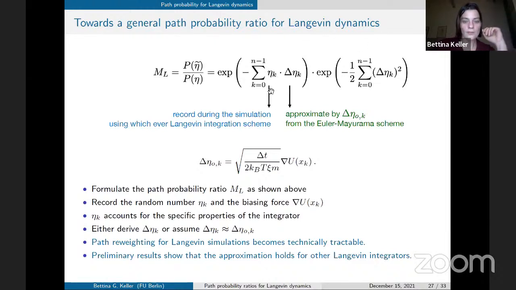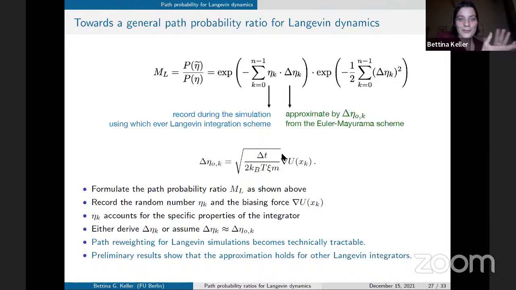You record your random number at the simulation potential, and that is easy. You can just write that out into a file. You also need to record the bias at each integration time step. And then you evaluate delta eta k using this expression, and that seems to be universal from what we see currently. And that would mean that path reweighting becomes technically very tractable using MD programs like OpenMM, where this is easy to implement.